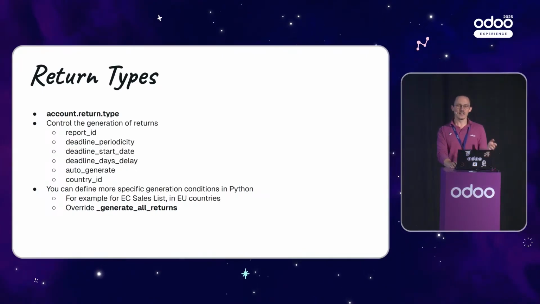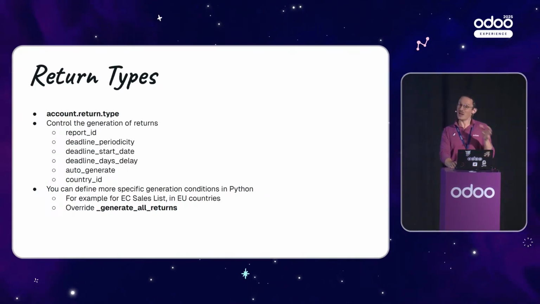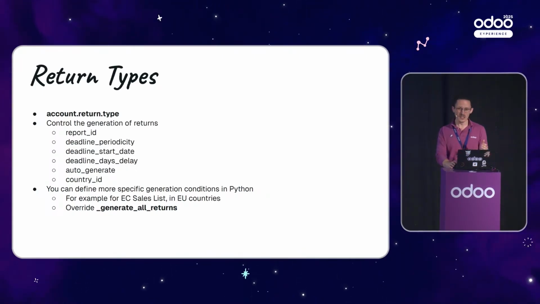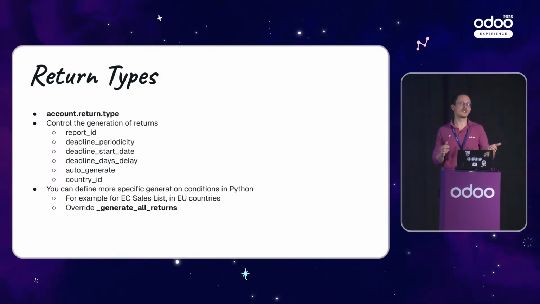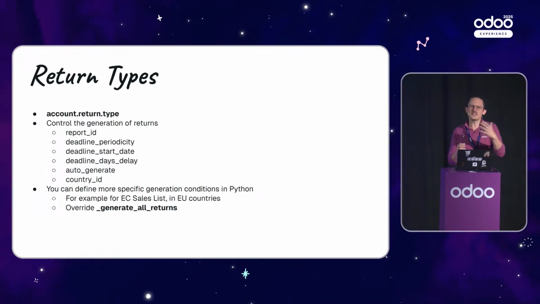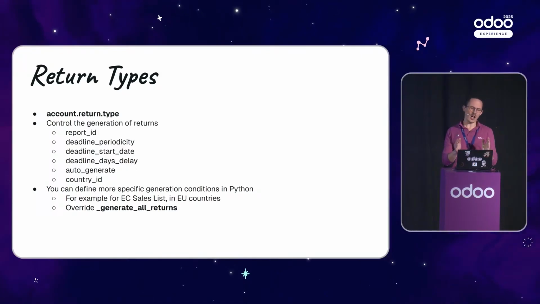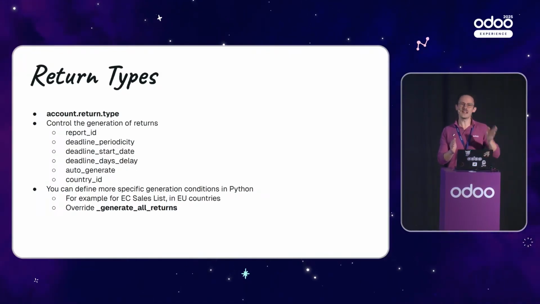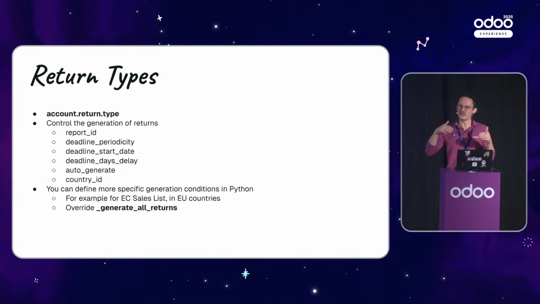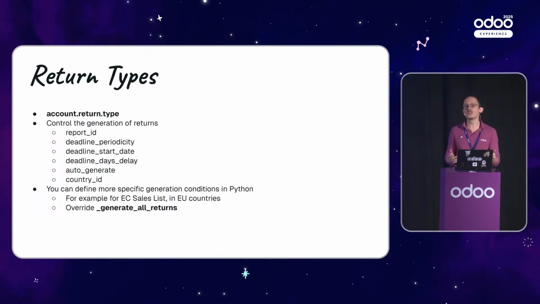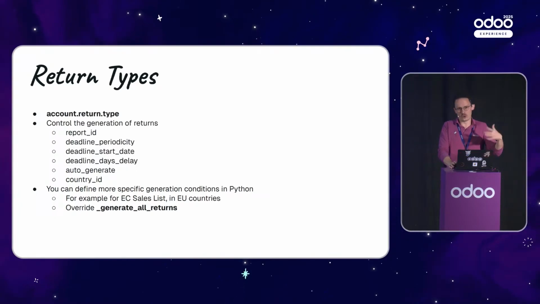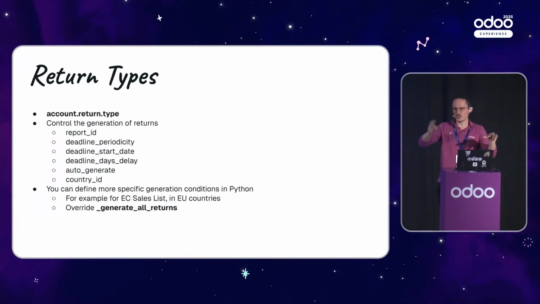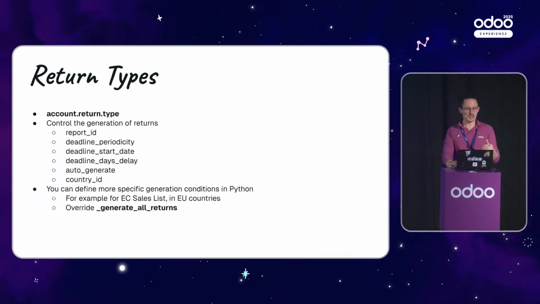Deadline start date, it's for a niche case that happens in some countries, so it's something legal. It's when your period for your return does not start on the first day of the month. So we have that in the UK, if I'm not mistaken. We start a period on the 7th of the month and it ends on the 6th of the next month. So this is the field you configure that with. You set a date there, and this will be the start date for your first period, and it will be used for the computation of the next ones.